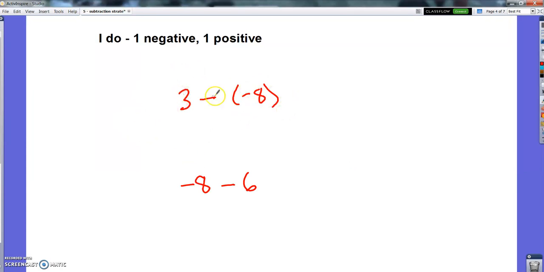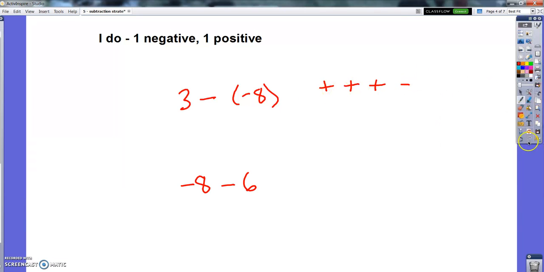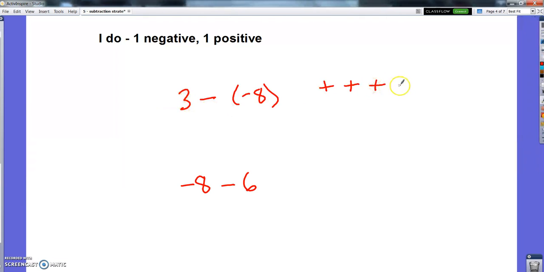So what I'm going to do here is 3 minus negative 8. To model that, I would draw positive 3, looks like that. And I need to take away negative 8. I have no negatives to take away. I need to take away 8 minus signs, but I don't have any. So in order to have them to take away, I'm going to put them there: 1, 2, 3, 4, 5, 6, 7, 8. But so that I can put them there, I have to add them in zero pairs.